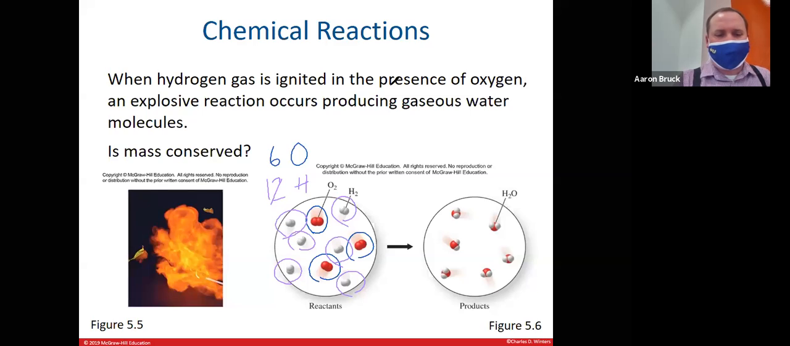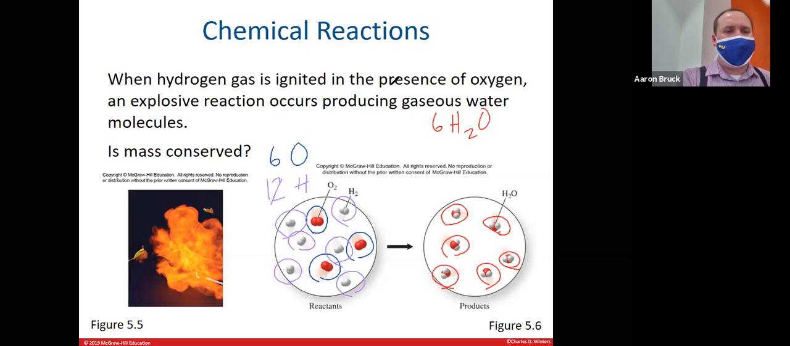On the product side, I have 1, 2, 3, 4, 5, 6 H2Os, which would give me 6 oxygen and 6 times 2 for 12 hydrogen. So I can see that in this chemical reaction, my atoms are conserved, which means my mass would be conserved as well.